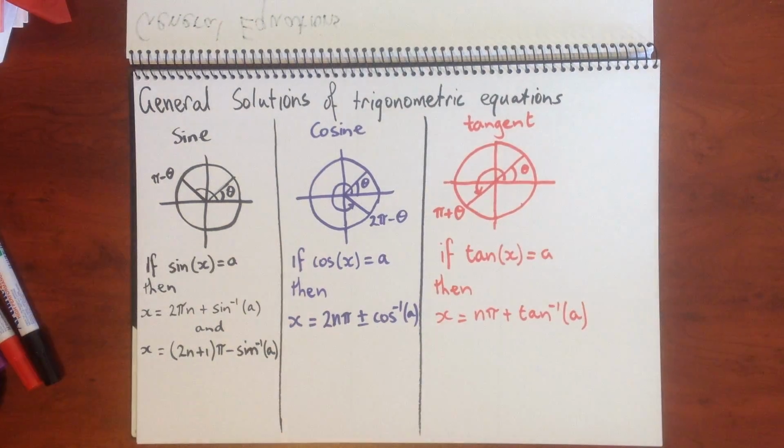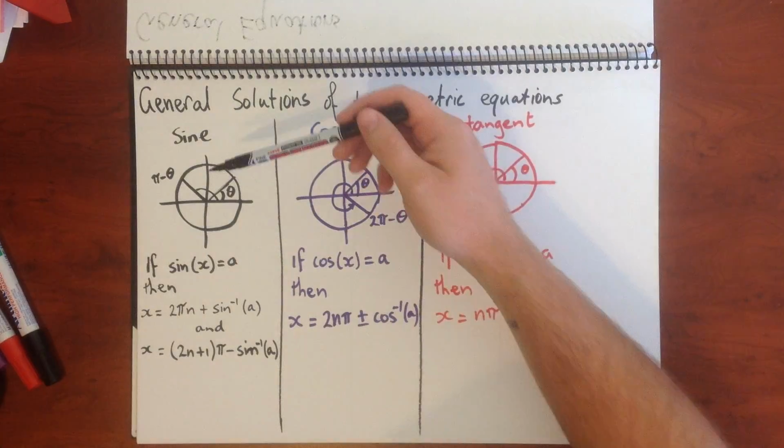Hey, in this tutorial we're looking at general solutions of trigonometric equations. So I've got a summary here of the results that we get. In this we need to really be using our unit circle and some of our exact values. So I've got where our two solutions lie for sine.